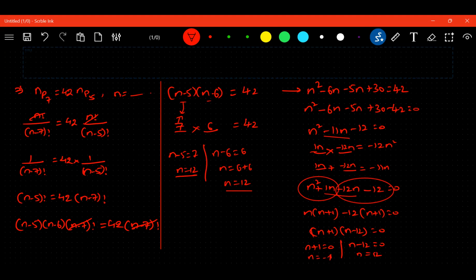As n value here, the negative n values are not possible. Am I right? Yes, sir. Negative n values are not possible. So we will consider only n is equal to 12 as the final value. Is it clear? Do you have any doubt?